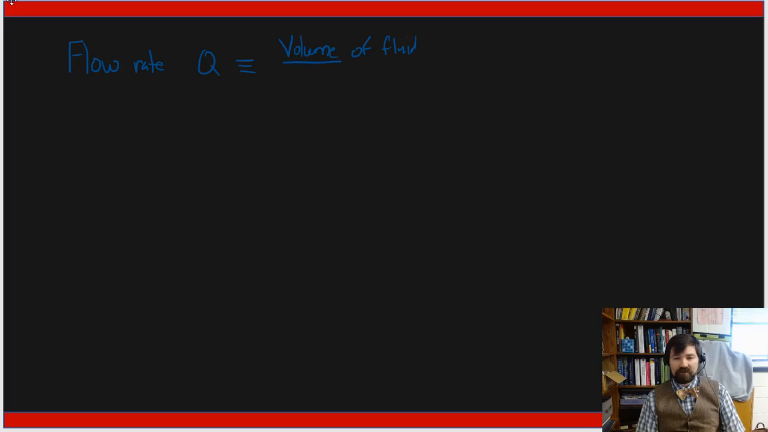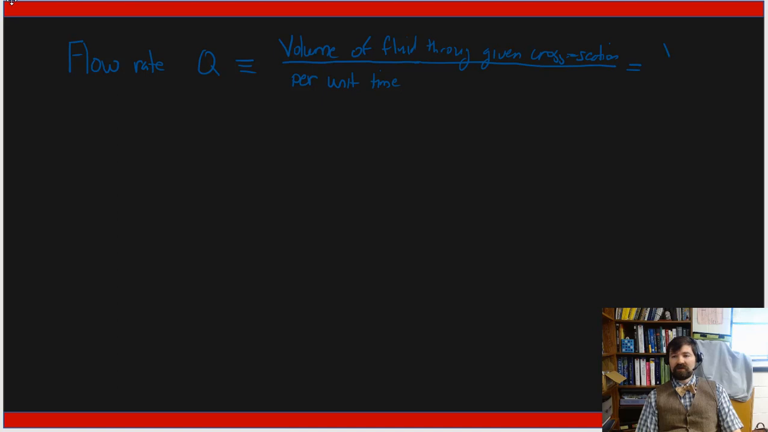Now, as to continuity itself, let's come over here and discuss continuity. Continuity comes via the following equation. Let's define flow rate, and we'll define flow rate Q to be how much volume of fluid flows through a given vessel or what have you, a cross section, per unit time. And this is through a cross section.